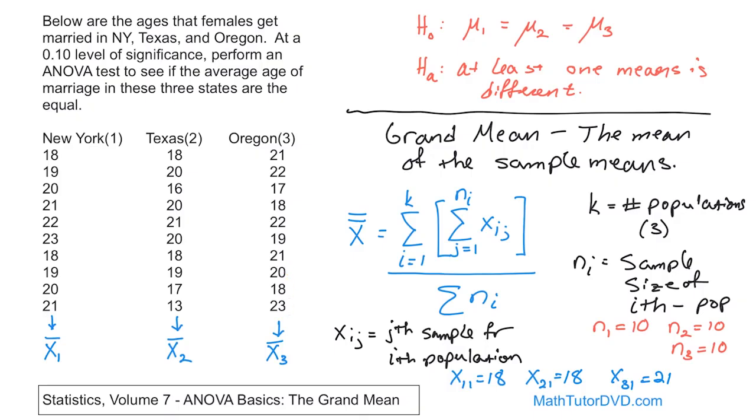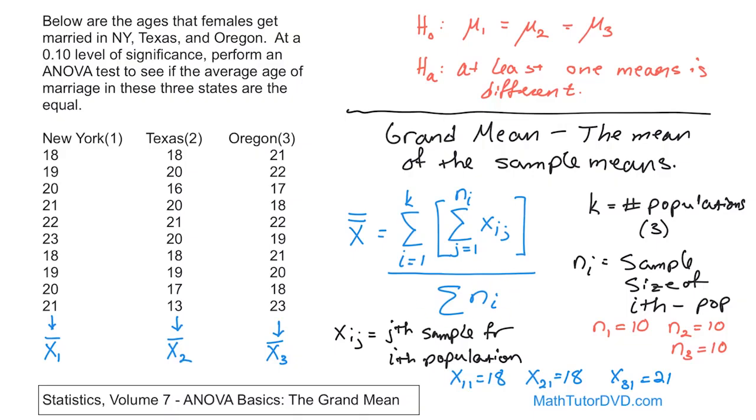So you see what you're doing. This entire ugly mess up here just means that I've added up all of these, plus all of these, plus all of these, which is what I told you the grand mean was going to do. It was going to add up everything, but then you have to divide by something, right?